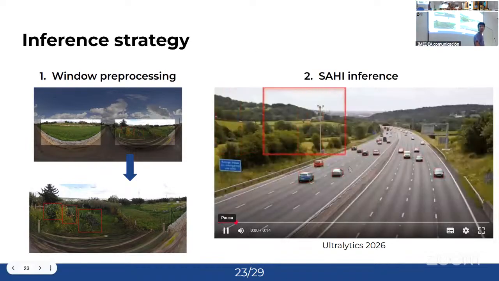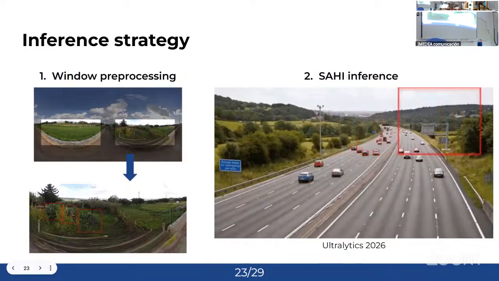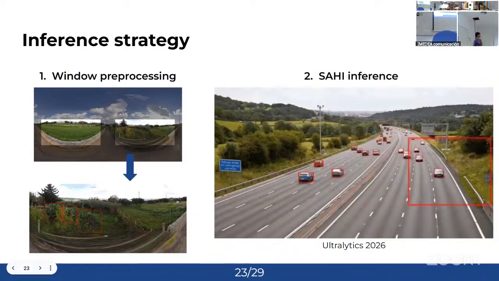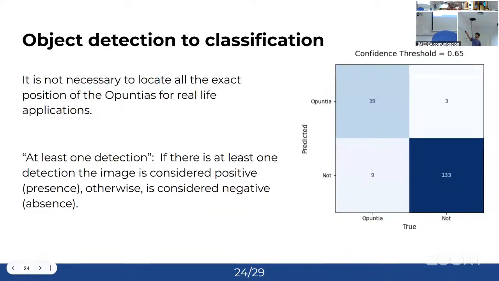Okay, this is an example from Ultralytics, just to show you how it works. It makes small predictions, and that allows the model to focus on smaller instances. Then we have adapted the object detection model to a classification model, because it is not really necessary to know exactly where we have this invasive plant. Just by knowing, hey, in these coordinates we have Opuntia, there is presence or absence, that's also useful.